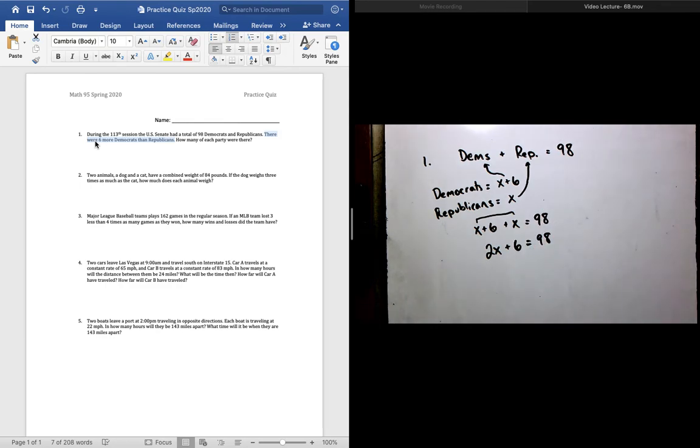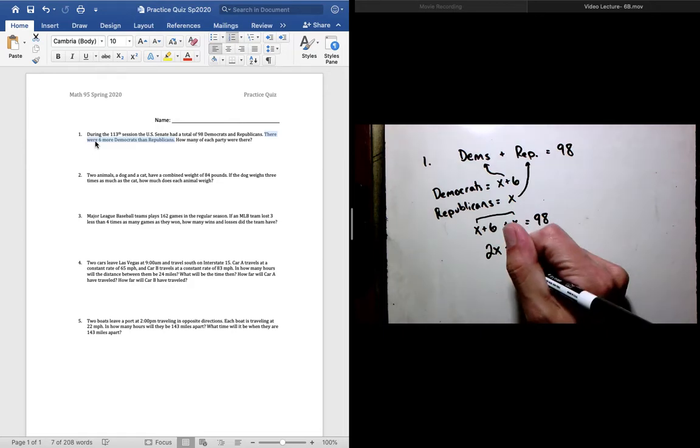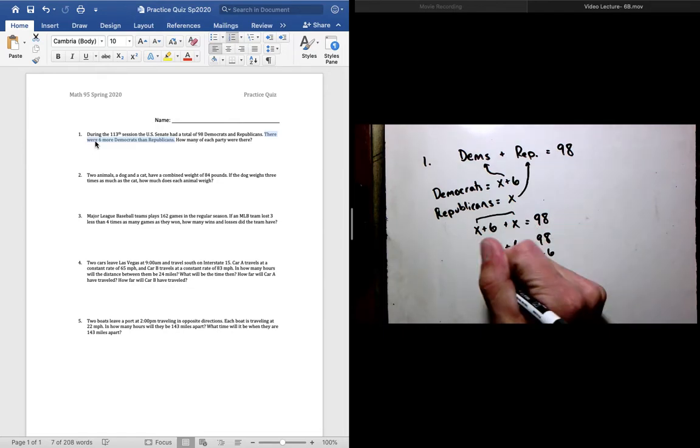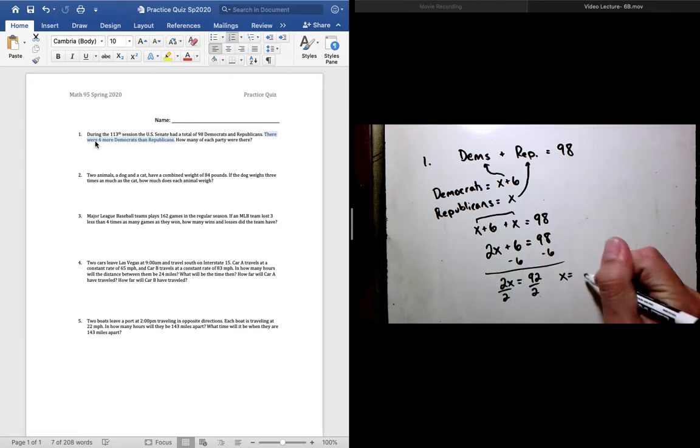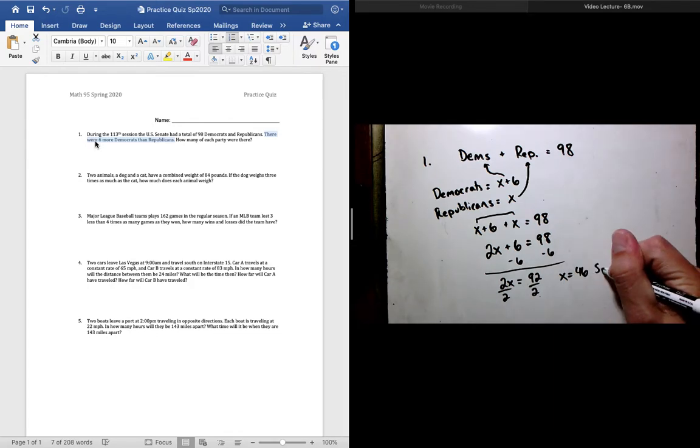Now it's just a 2-step equation. We solve for X. Subtract 6 from both sides. We get 2X is equal to 92. And dividing by 2 gives us that X is equal to 46. 46 senators. All of these word problems should have some sort of a unit or word attached to it, not just 46. 46 what, right? That's part of it. The other part is we're not done when we solve for X. And this is the most important part of the problem.